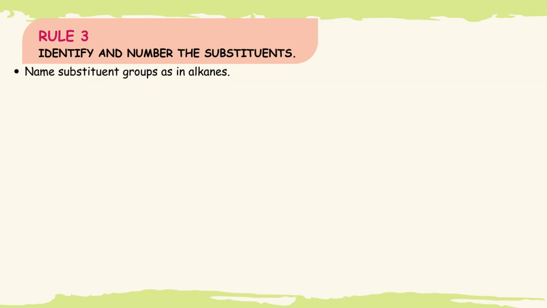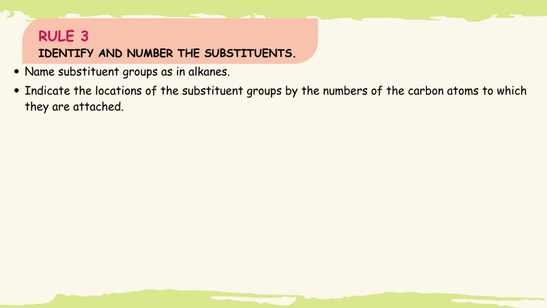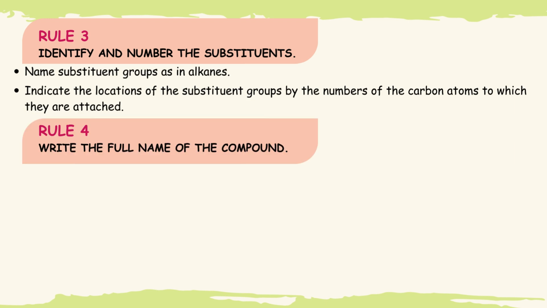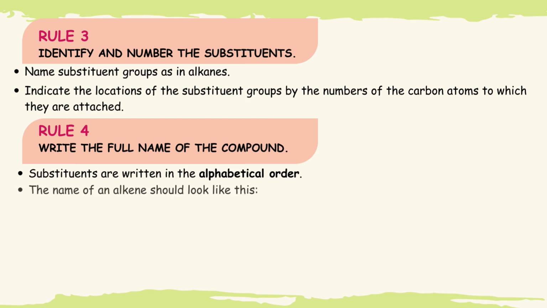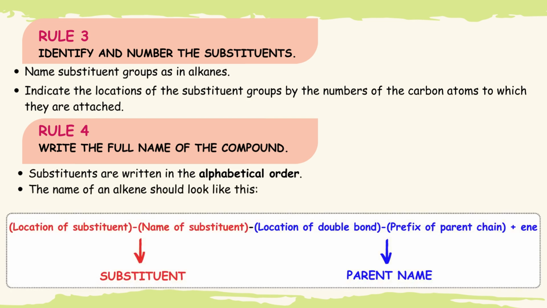Substituent groups are named as in alkanes, and their locations are indicated by the numbers of the carbon atoms to which they are attached. Lastly, combine the names of the substituents with the parent name. If more than one type of substituent is present, they are written in alphabetical order. Overall, putting it all together, the name of an alkene typically looks like this.